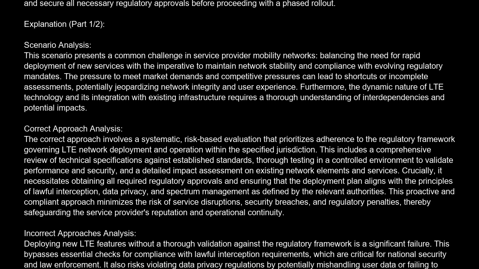Incorrect approaches analysis. Deploying new LTE features without a thorough validation against the regulatory framework is a significant failure. This bypasses essential checks for compliance with lawful interception requirements, which are critical for national security and law enforcement. It also risks violating data privacy regulations by potentially mishandling user data or failing to implement necessary security controls mandated by law.